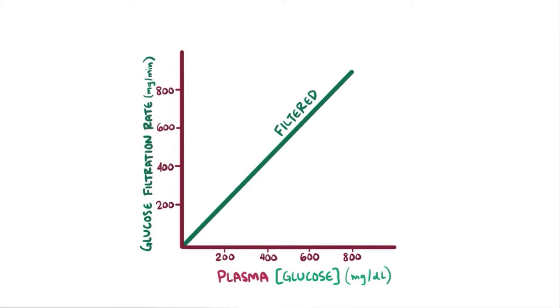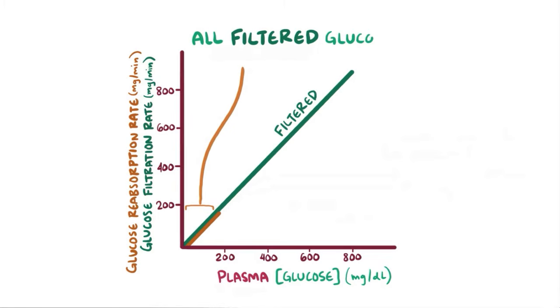Now, we can summarize this process of glucose reabsorption using the same graph as before, but with plasma glucose concentration on the x-axis and glucose reabsorption rate on the y-axis. Initially, all of the filtered glucose gets reabsorbed back into the bloodstream, so the curve matches the filtration rate line. But there's only a limited number of glucose transporter proteins available, which means that if they're all busy moving glucose, additional glucose molecules won't speed things up anymore. And that starts to happen at a glucose plasma concentration of approximately 200 milligrams per deciliter.